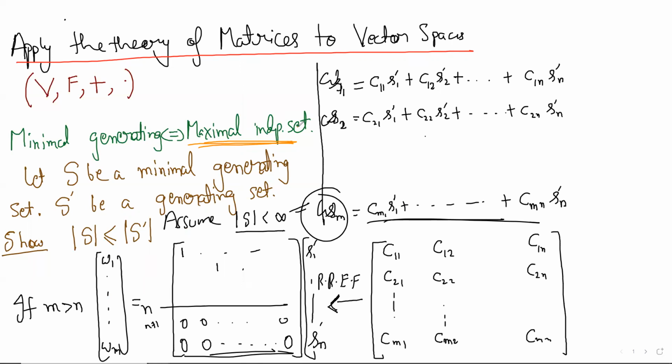But the vectors W1 to Wm, and Wm after the Wn term, how can they be zero? The vectors are non-zero, right?